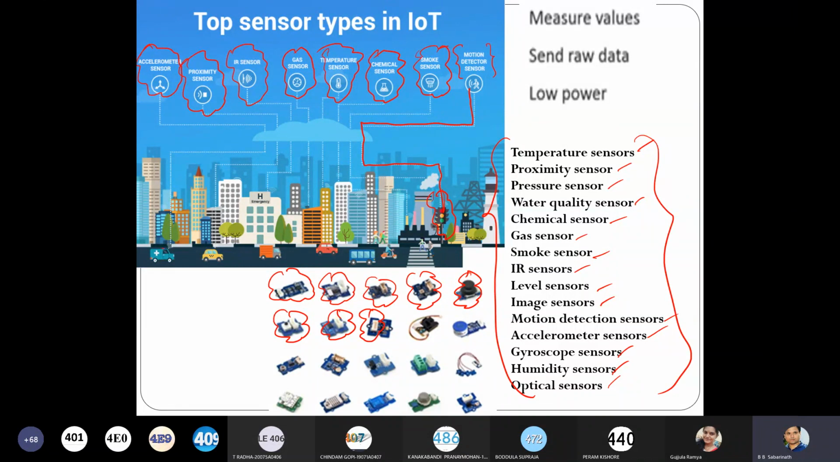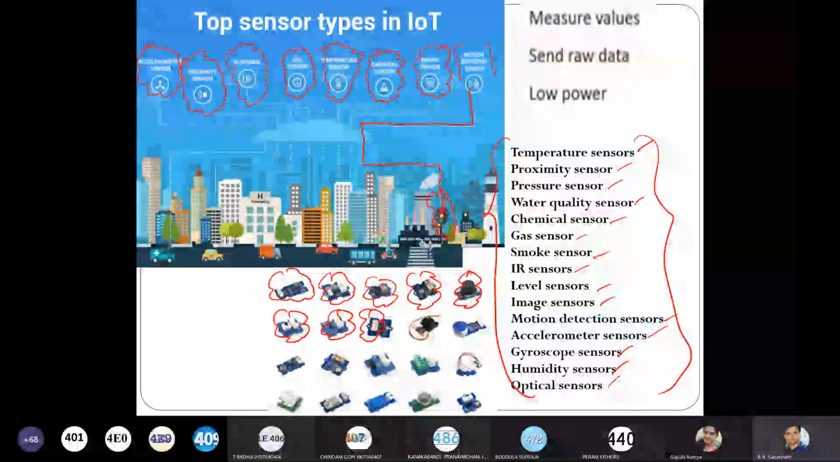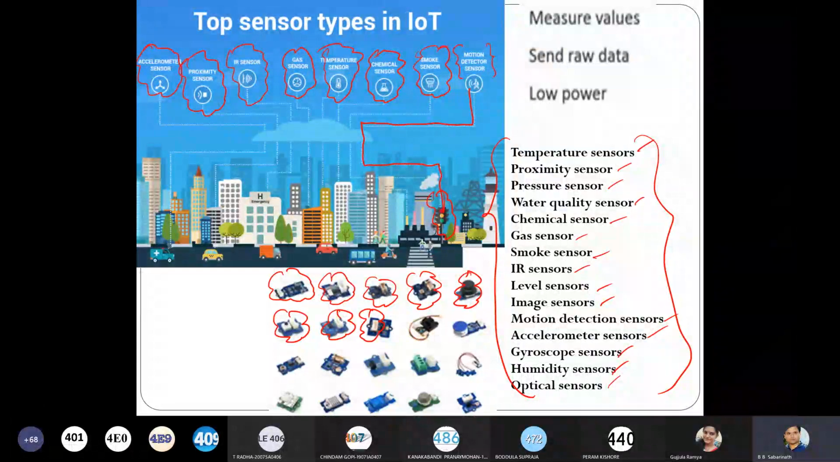So what is a sensor? Basically, what is the input to a sensor and what is the output of a sensor? Why do we need it, and after getting the output from a sensor, what do we need to do? All these things we are going to discuss in the coming slides.